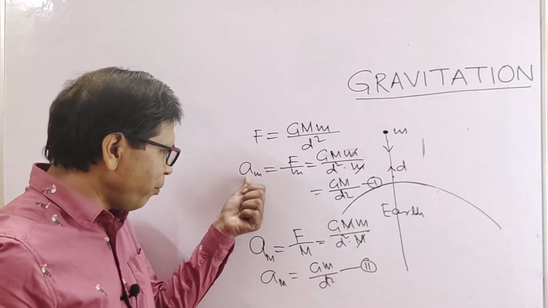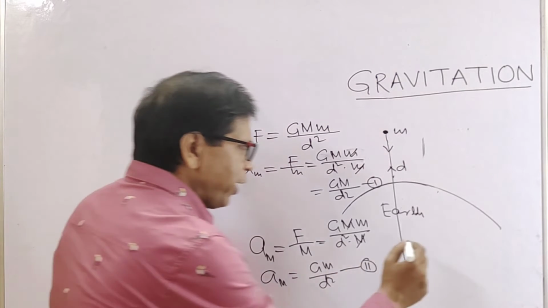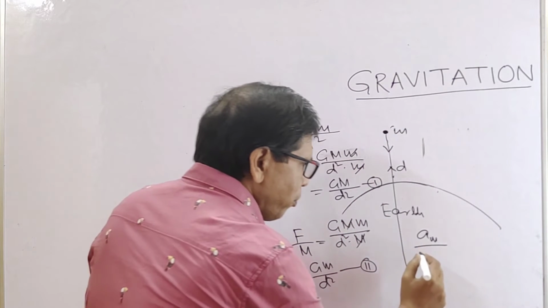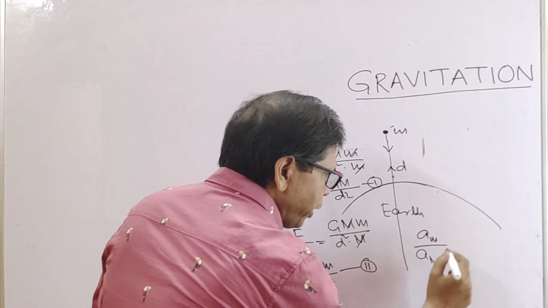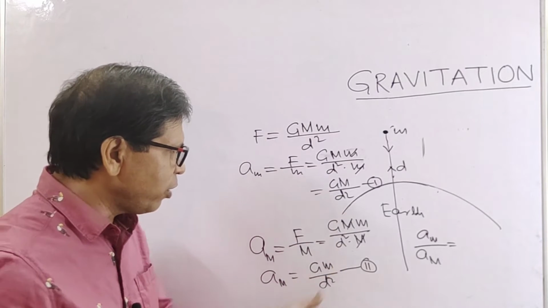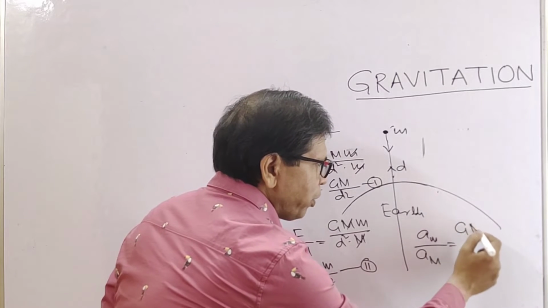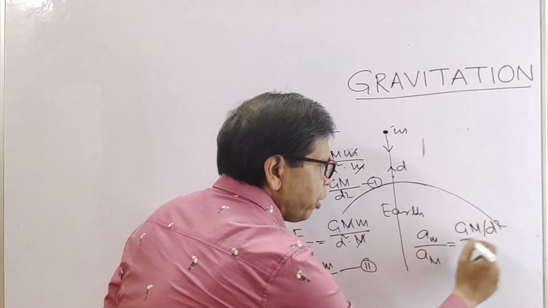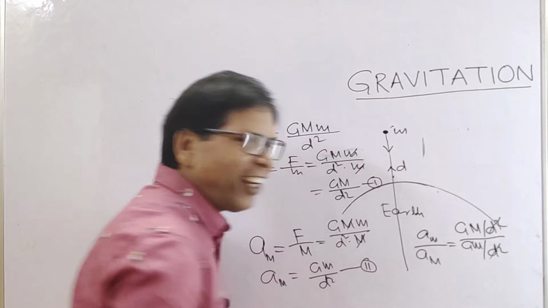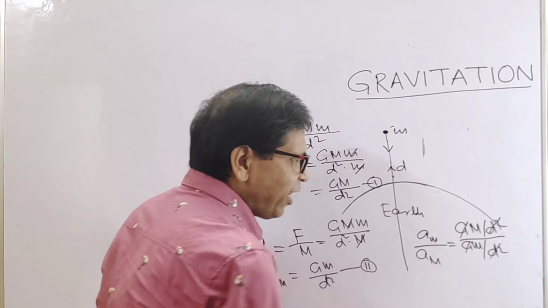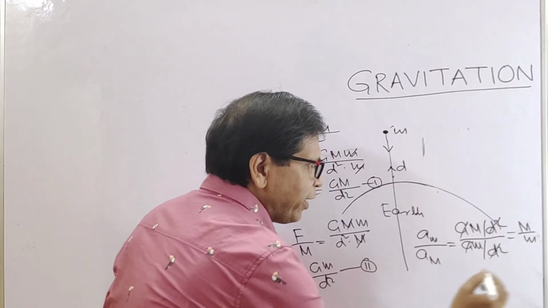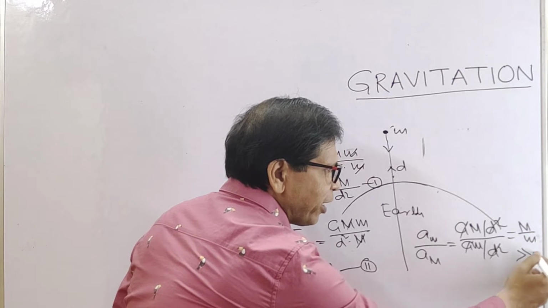Now divide A small m by A capital M, that is the acceleration of small m by the acceleration of capital M, that is the earth. Look at this, if you divide this by this, this is G capital M by d square divided by G small m by d square. This cancels out, and this cancels out. So we get capital M by small m. Look at this here, it is greater than 1.